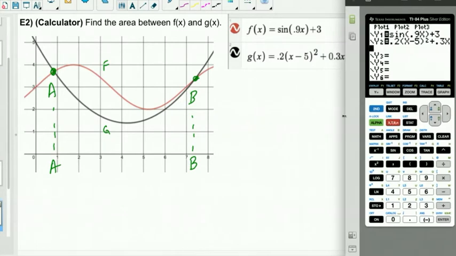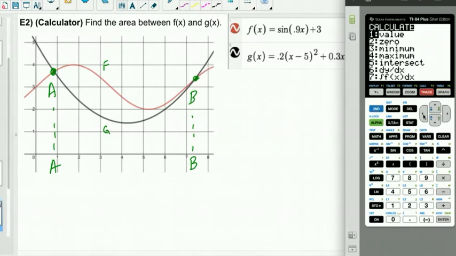And I'm going to go ahead and graph, and I can see what it should look like because I gave you the graph, right? So there's my graph, and this is the window we're talking about. So what I need to do is find the points of intersection. This is the one I called A. I'm going to go ahead and press second calc, intersect, which is 5.